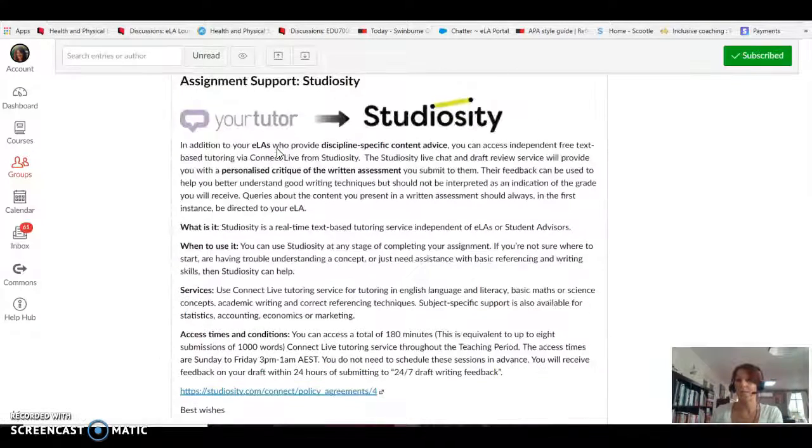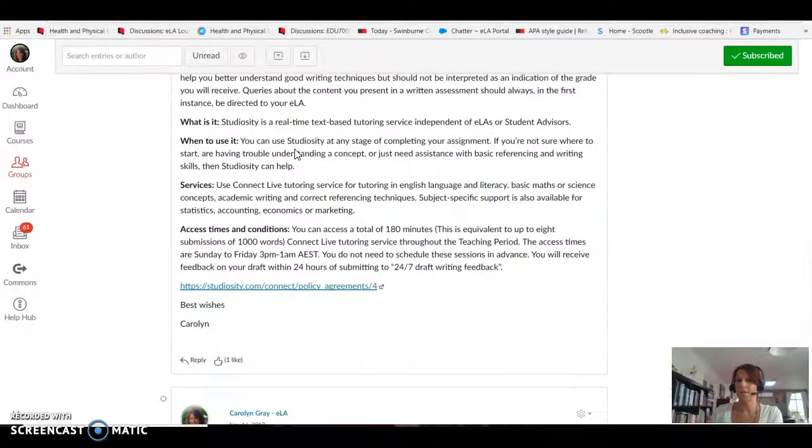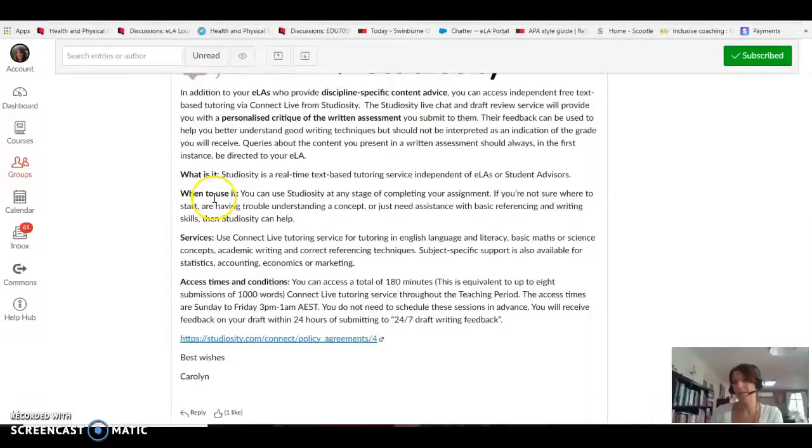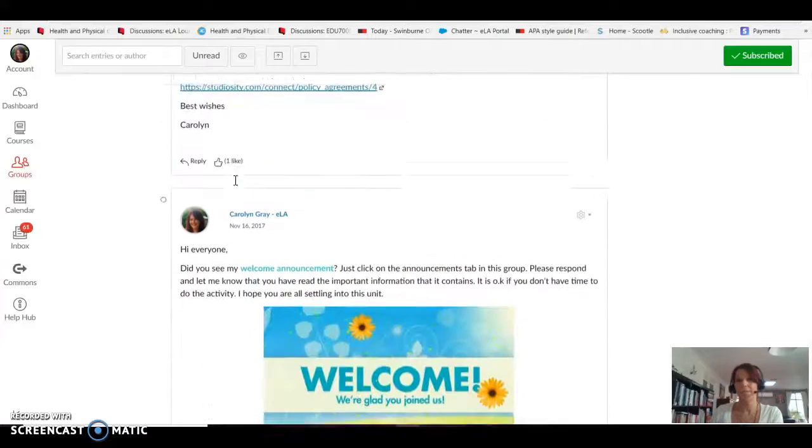Now Studiosity is a fantastic resource to support you in completing your assignment. So I would support some of you using that. I've made comments on assignment 1 and you can certainly use that for written aspects of your assignments.